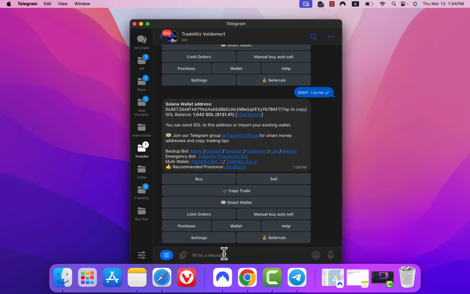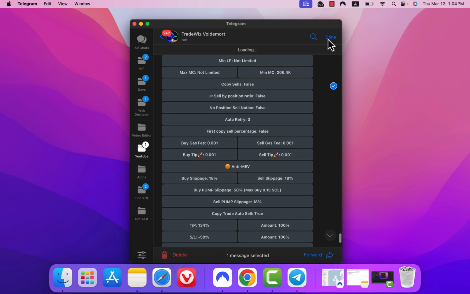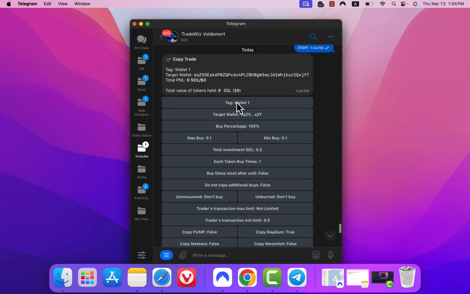On the TradeViz bot, just click on copy trade. You can add your wallet, but I've already added a new wallet in here. Let's take a look at the settings. You should use exactly the same settings as here. For the tag, just write a name for it, for example wallet1. For target wallet, paste the wallet that you want to copy trade.